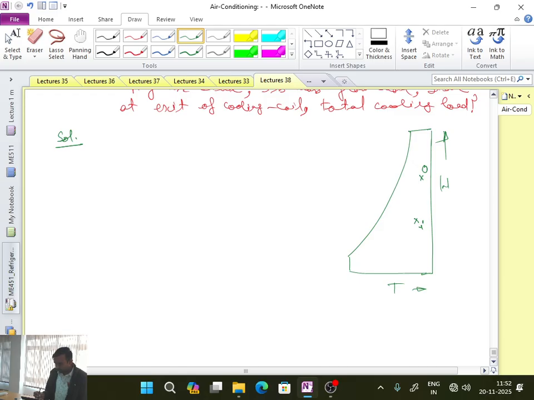Then outdoor air is cooled and it is reaching some point. Which point? 2. When it is cooled over the cooling coil, having this as ADP, it is reaching state 2. After that, what you have done? You have allowed mixing of 2 and I. When 2 and I have mixed, this results in which state? S. And then state S is entering into the room.